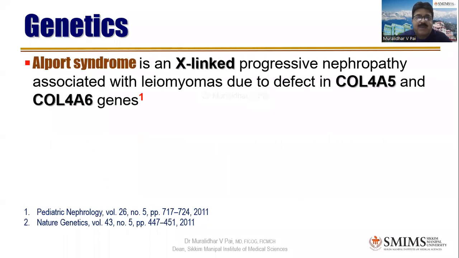Alport syndrome is an X-linked progressive nephropathy associated with leiomyomas due to defects in the COL4A5 and COL4A6 genes. These are all of interest to researchers, and to impress in the exam you can write something like that.